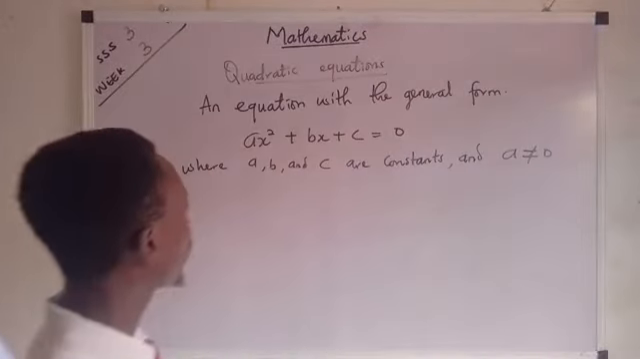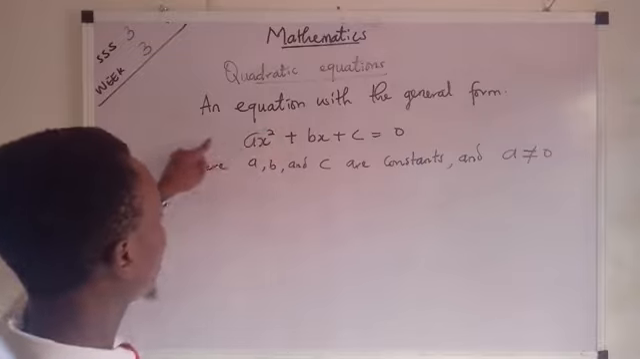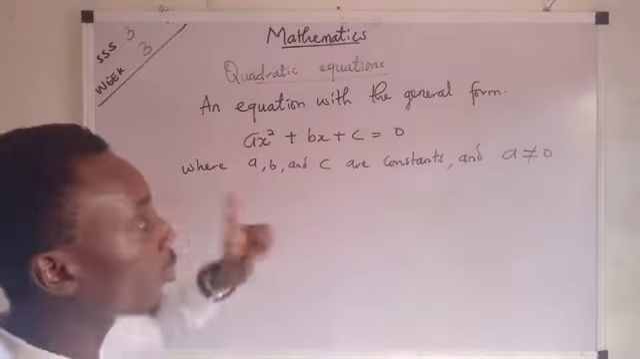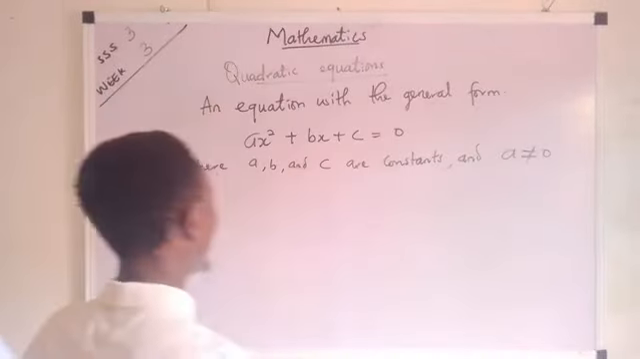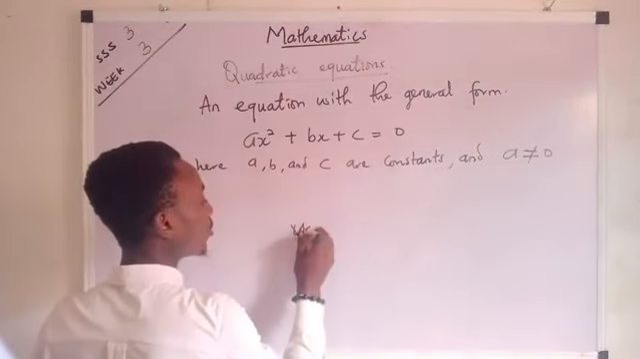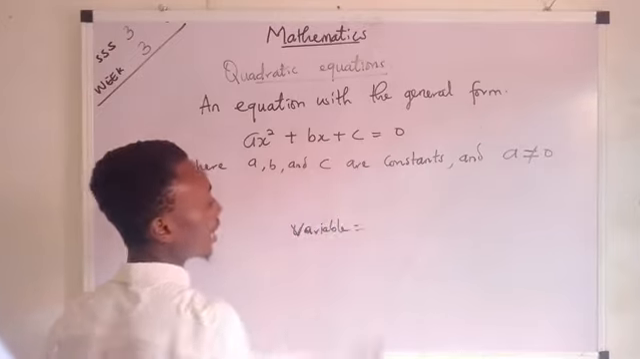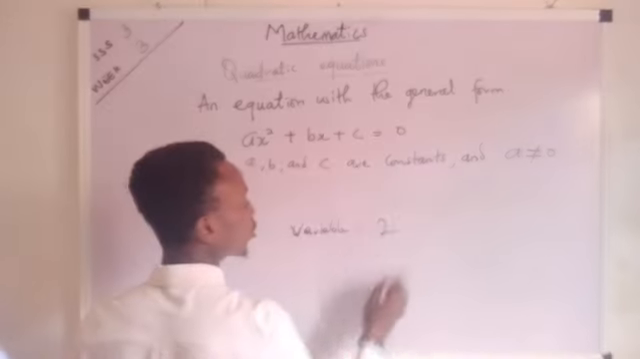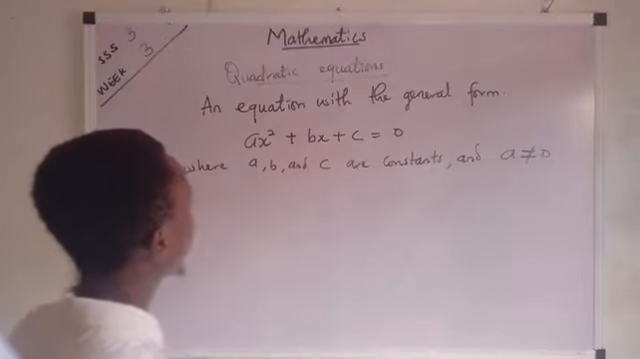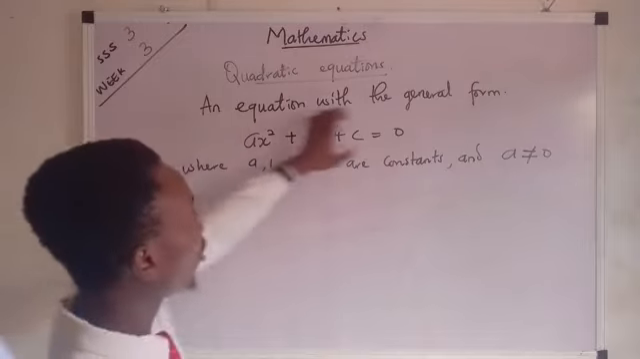This is because if a is equal to 0, we will not have this, and this exactly is what makes it a quadratic equation, where the variable has a highest power of what? 2. The highest power of what? 2. So that is the general form of a quadratic equation.